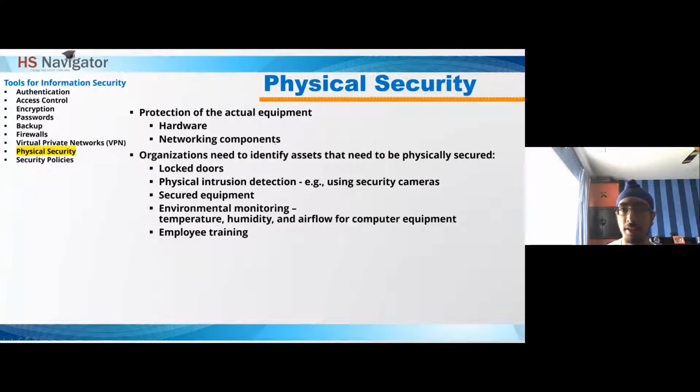And then there's actual physical security. So protection of the actual equipment, like hardware and networking components. These are actual physical things you do to protect your data, like you put locked doors, use vaults, use security cameras, secured equipment. You monitor the environment, like temperature, humidity, airflow for computer equipment. You train your employees. You have actual security guards. Those are physical security measures that are also included in information security.